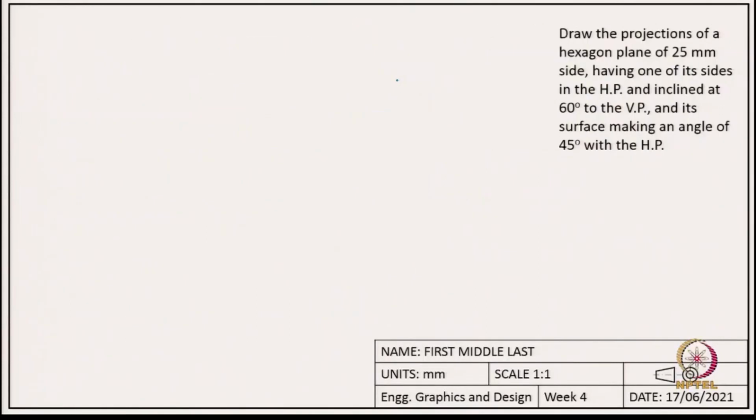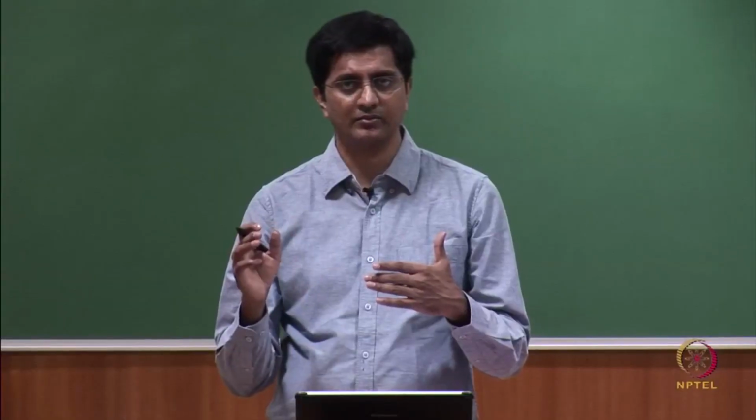Okay. So, finally, this is the last example we will be looking at in this lecture, where we have a projection of a hexagonal plane. Here we know that the sides are 25 millimeters, having one of its sides in the horizontal plane and inclined at 60 degrees to the vertical plane, and its surface making an angle of 45 degrees with the horizontal plane. As you can see, this is a more complicated inclination because it is inclined to both the horizontal and the vertical plane. No matter whether it is inclined to horizontal or vertical, we will simplify the process.